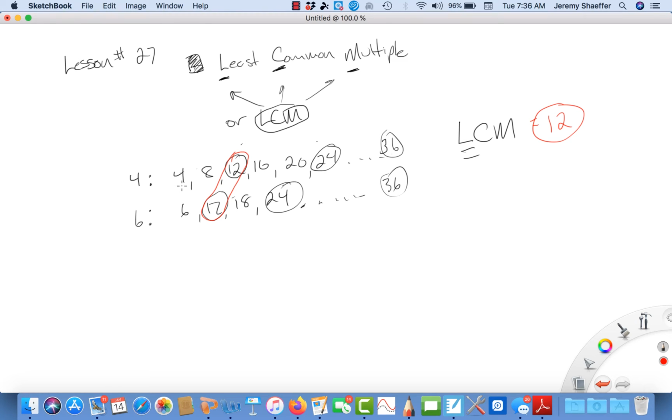So all I did was count by 4s, count by 6s, and the least common multiple was that particular number, 12. So that's the kind of thing that you're going to be asked to do. All right, so let's go to example 1, where it says find the least common multiple of 6 and 8.